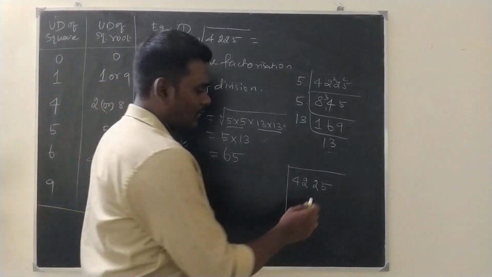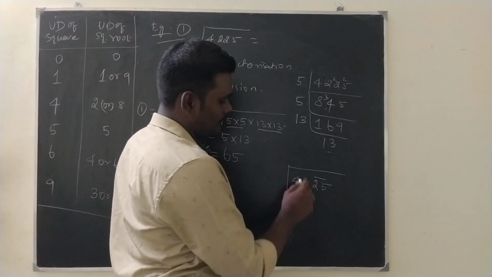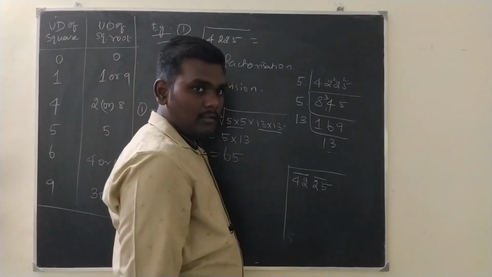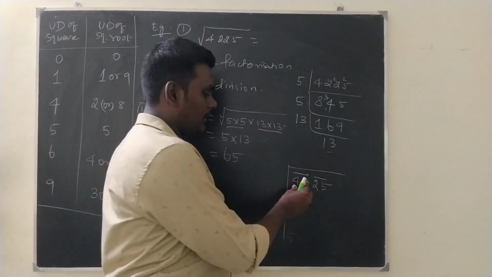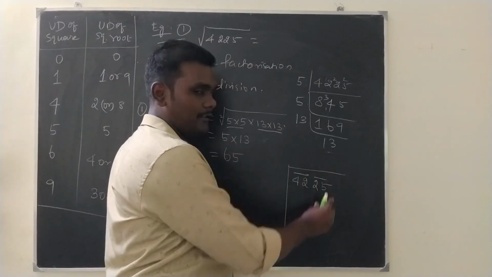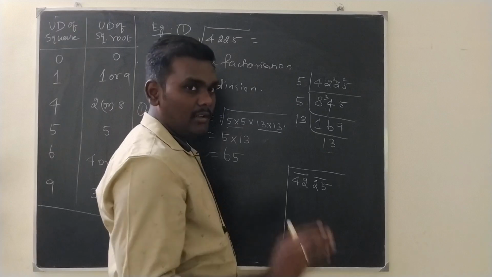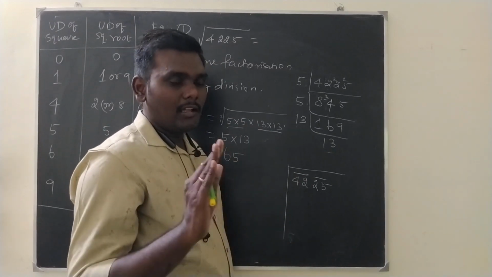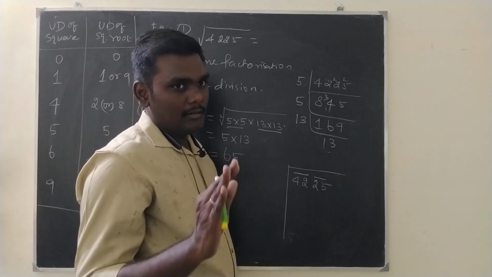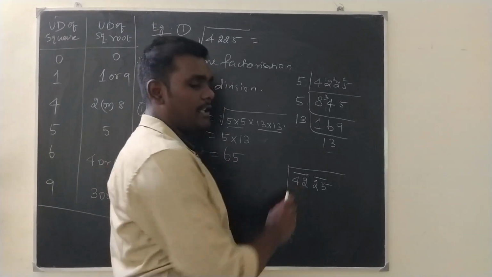We should group it as two numbers using this bar, which means we are going to work group by group. First we will sort out this group, after that the next group. Okay, now the divisor we have to find. The divisor should be a perfect square that comes near to this 42.